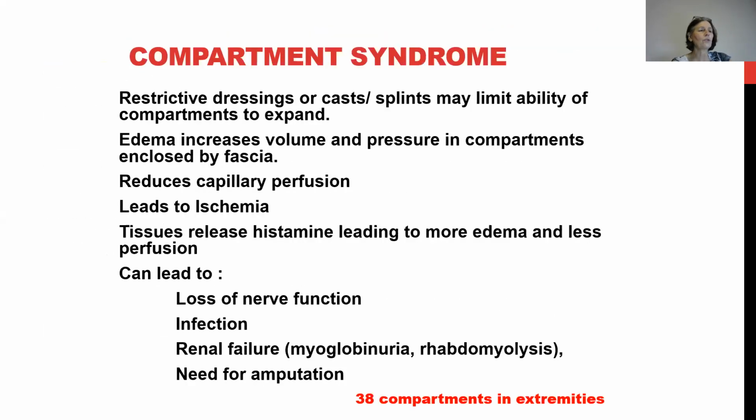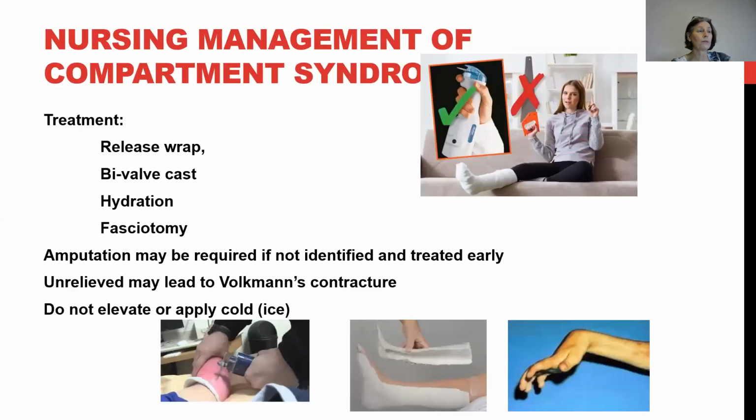So back to compartment syndrome treatment. So first, get the cast or the splint or the wrap off. That's your first step. So we're going to release the wrap or bivalve the cast. The patient needs hydration, so make sure their IV is running. You have an order from your healthcare provider for fluids. Sometimes docs will leave standing orders for this, so the nurse can automatically bivalve and start an IV and hang some fluids.